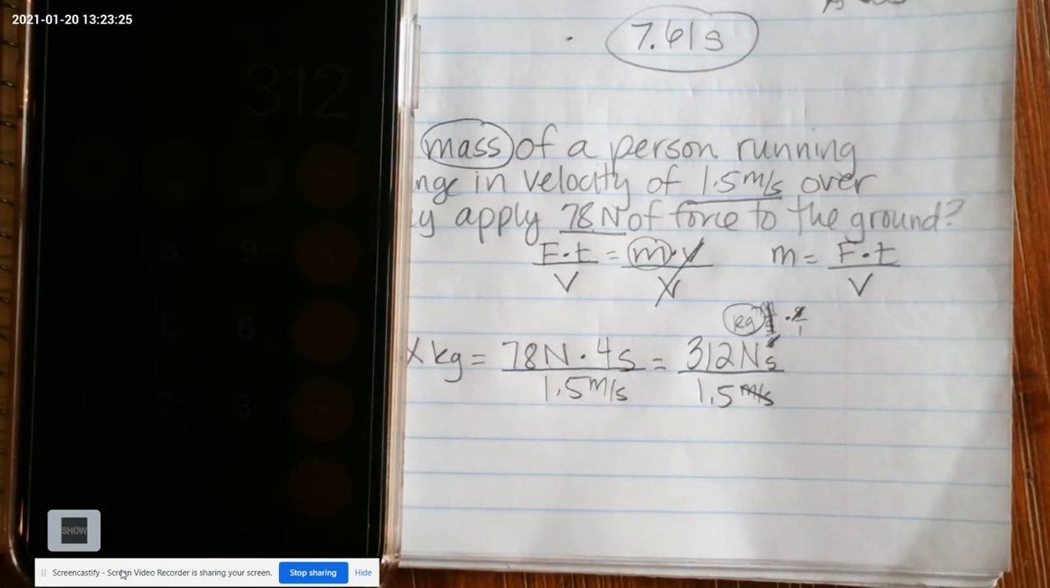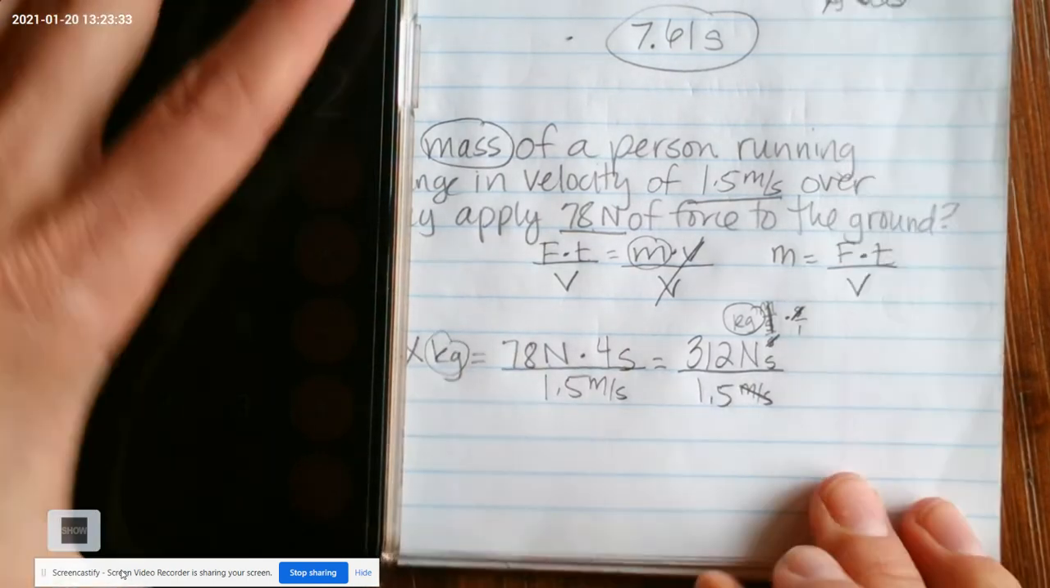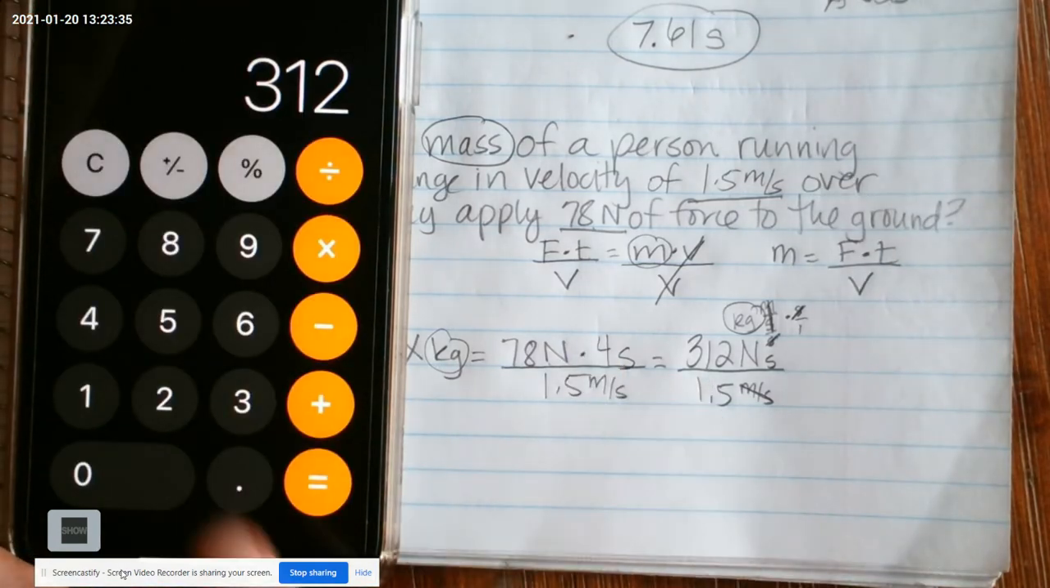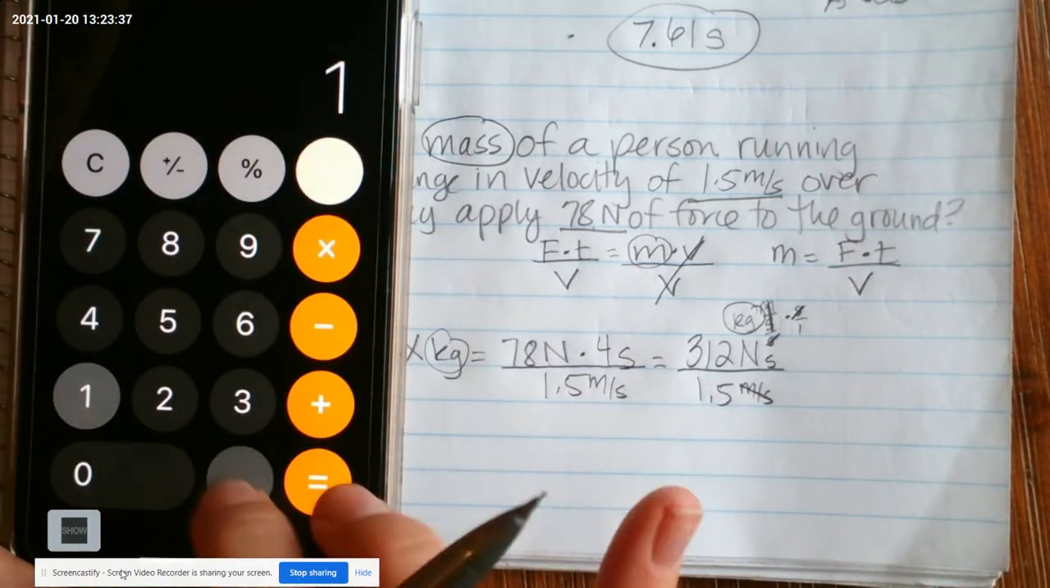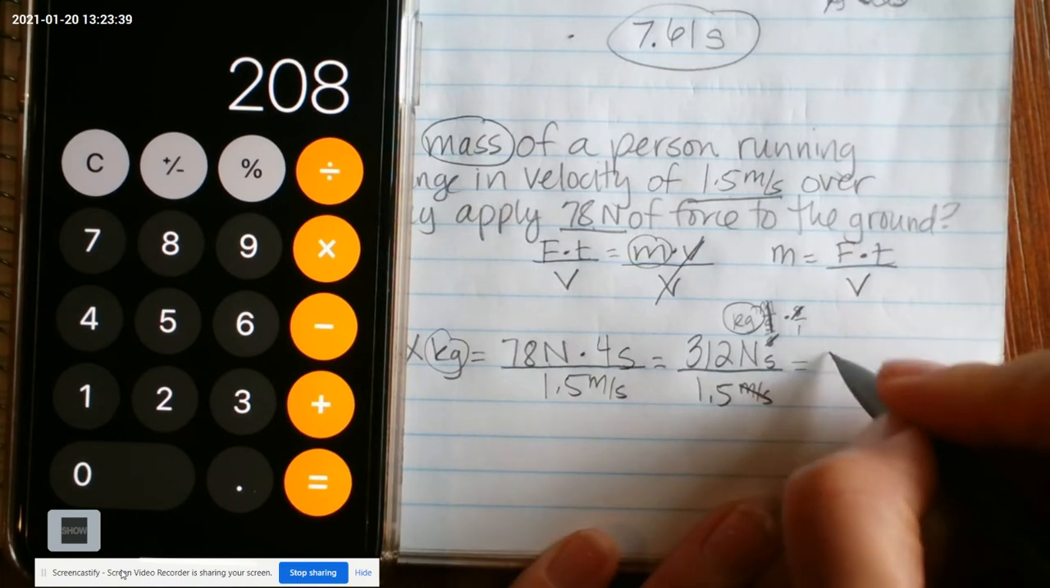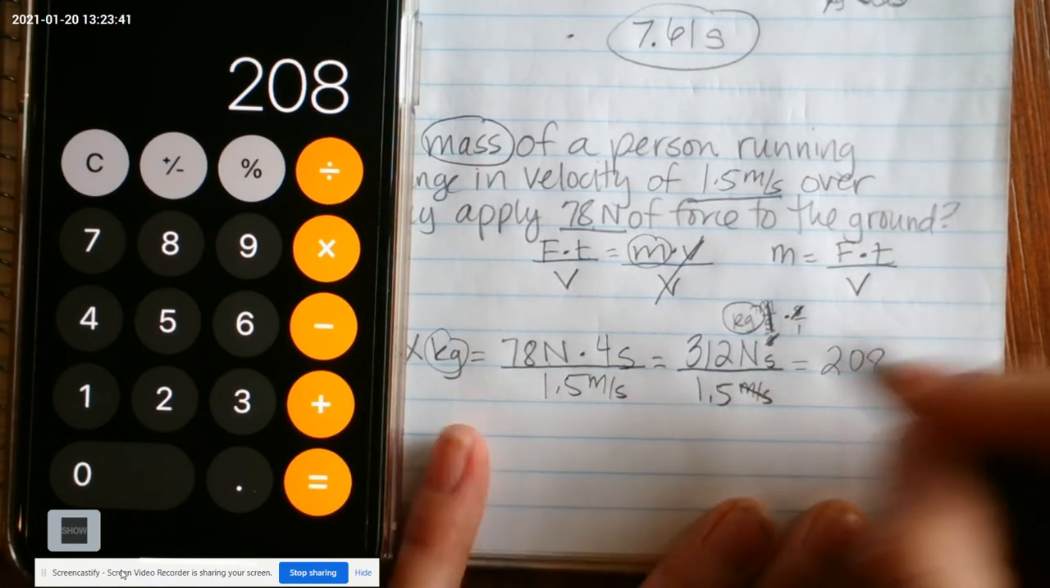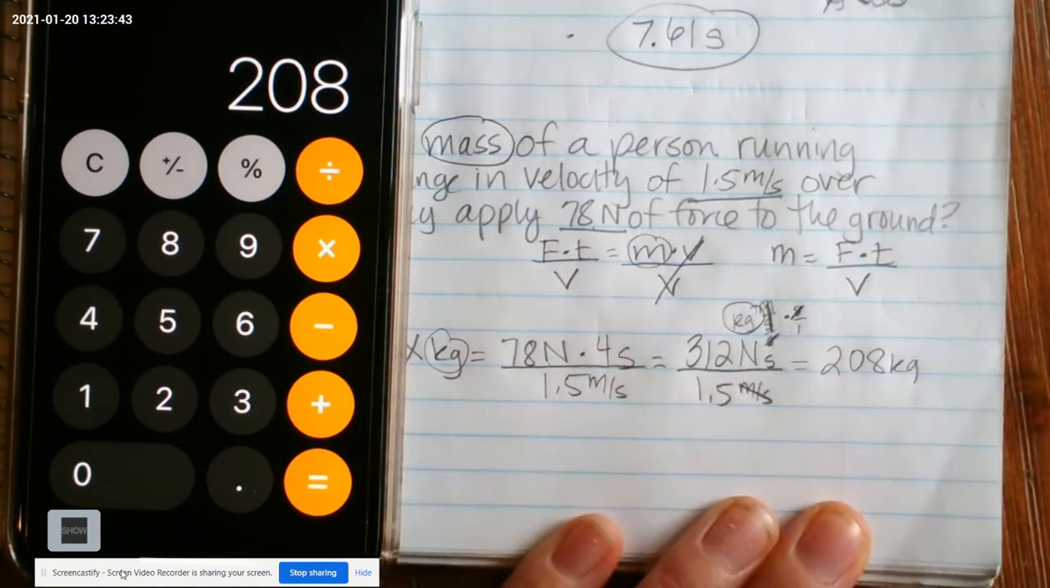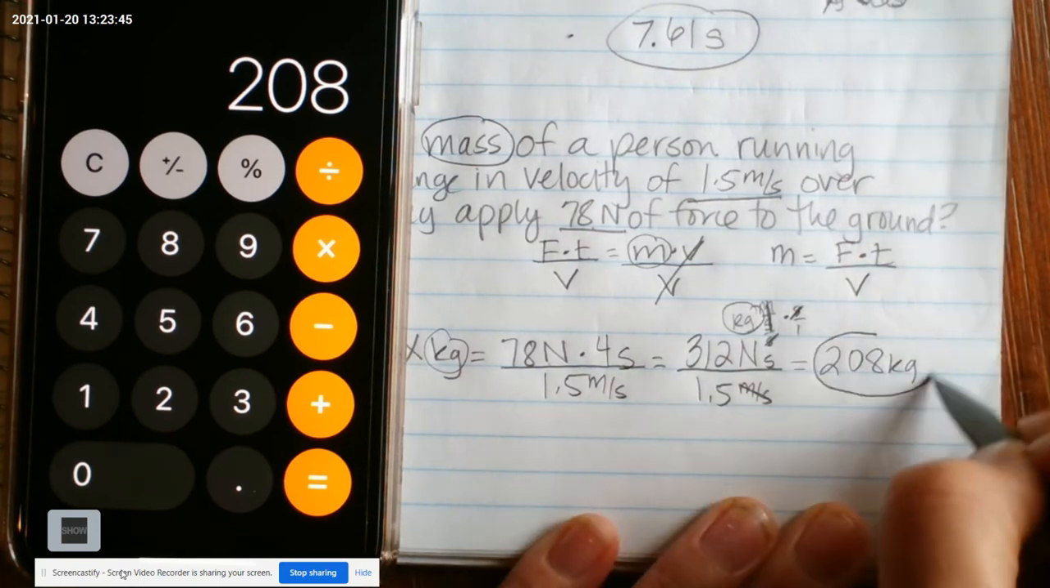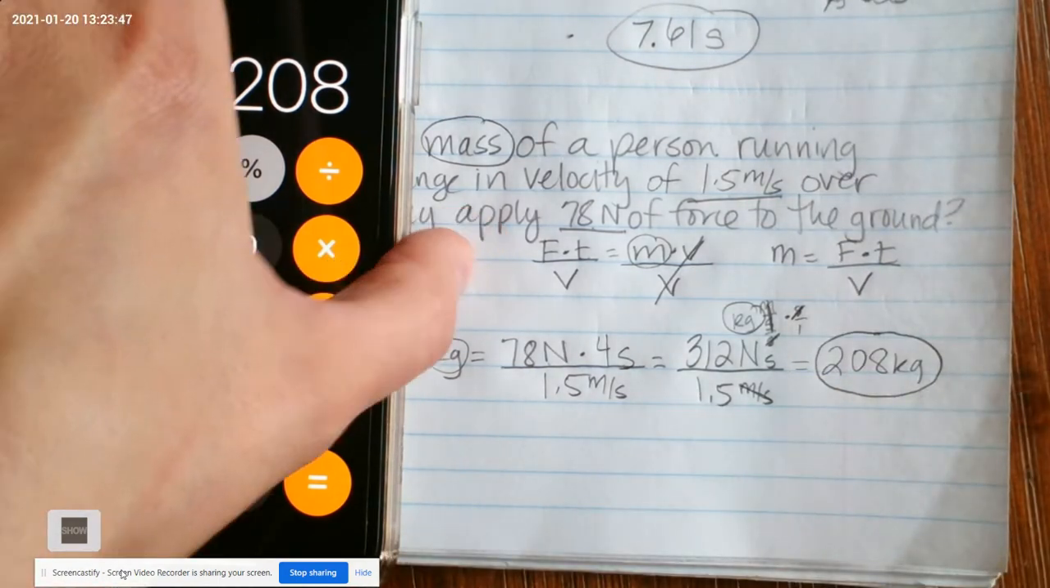Okay, again, you do not have to do all this each time, but it's important that you understand that the units always work out as well. Kilograms is what we need, so we know we're on the right track. 312, now we can divide it by 1.5. That's going to give us 208 kilograms for our mass. It's a person, and they're running.